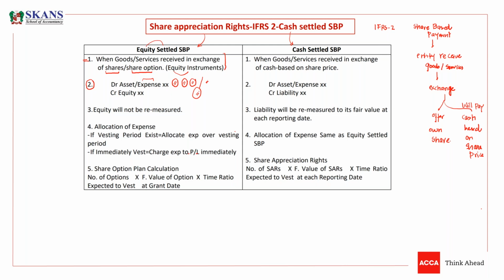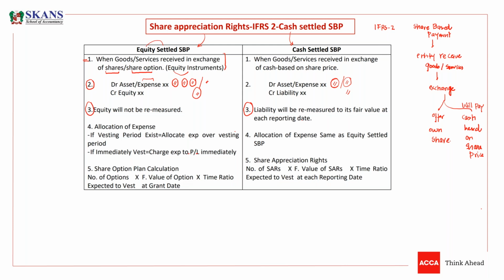On the other hand, if you are promising them that we will be paying them cash after some time, then obviously you need to create a liability. Debit, if goods are coming, if the assets are coming, it will be asset. If services are there and being consumed, then obviously it will be expense. So guys, the third point is that the equity will not be remeasured, but the liability will be remeasured to its fair value at each reporting date. What does it mean?